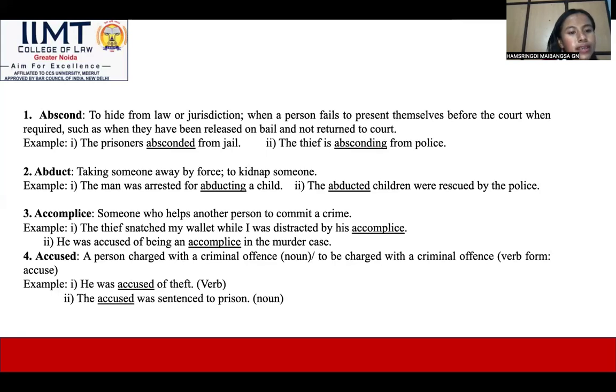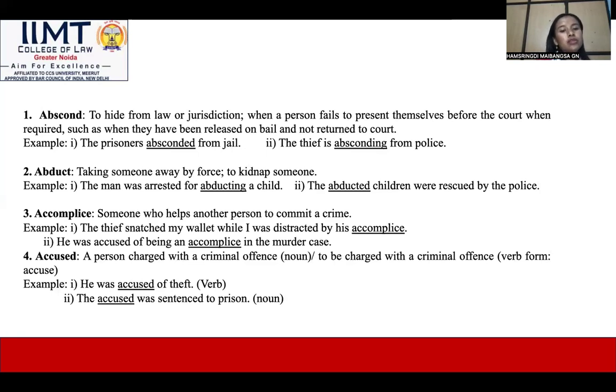The fourth word is accused. Who is an accused person? Accused person is someone who is charged with a criminal offense, which is used in its noun form. In its verb form, accused means to be charged with a criminal offense.